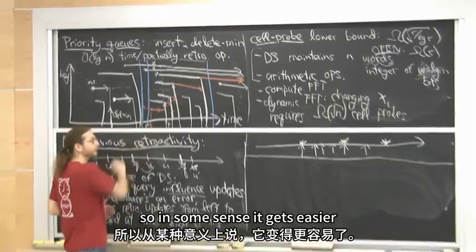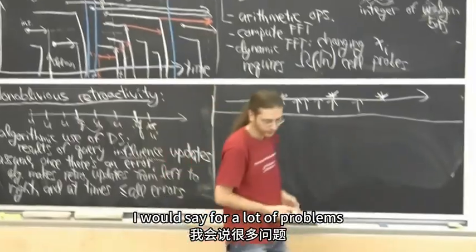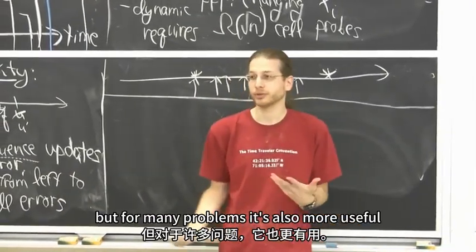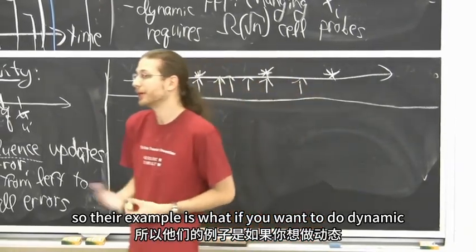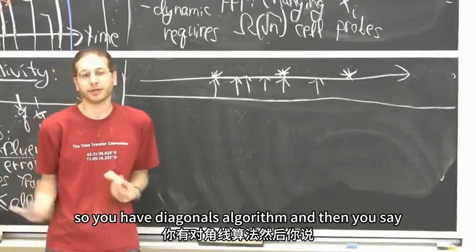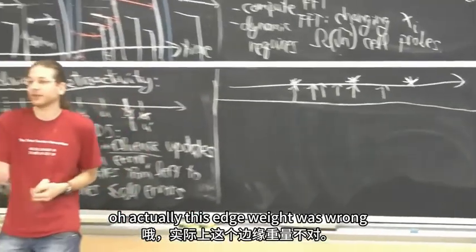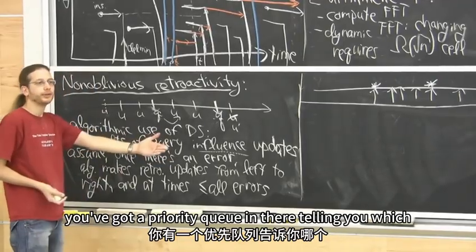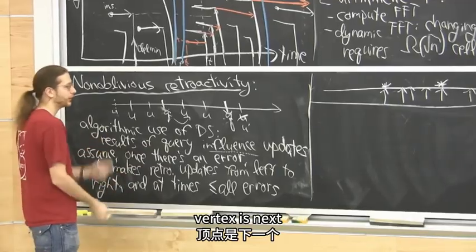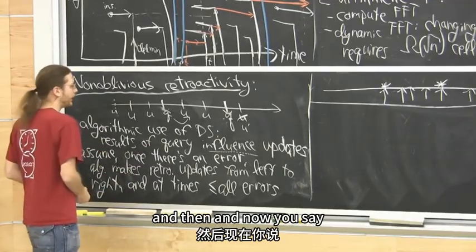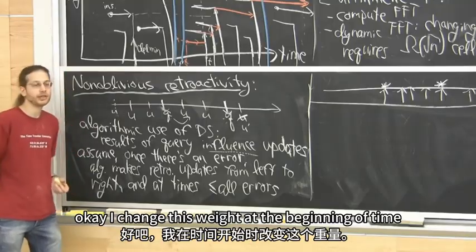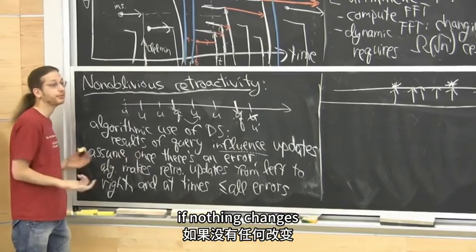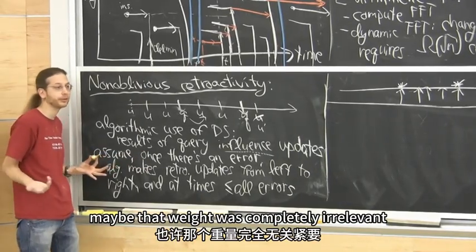So in some sense, it gets easier, I would say. For a lot of problems, this kind of retroactivity is easier. But for many problems, it's also more useful. So their example is, what if you want to do dynamic Dijkstra? So you have Dijkstra's algorithm, and then you say, oh, actually, this edge weight was wrong. So you run Dijkstra's algorithm once. You've got a priority queue in there telling you which vertex is next. And now you say, okay, I changed this weight at the beginning of time. I don't want to have to rerun Dijkstra entirely if nothing changes. Maybe that weight was completely irrelevant.